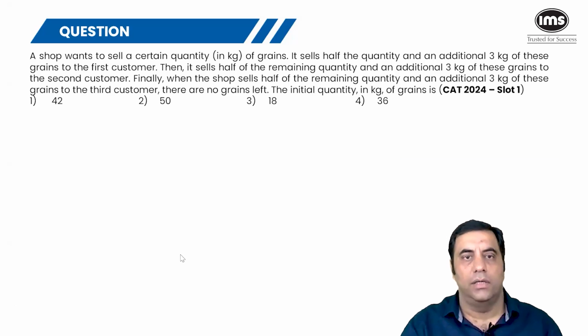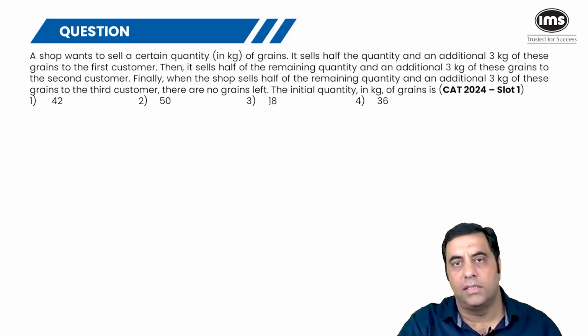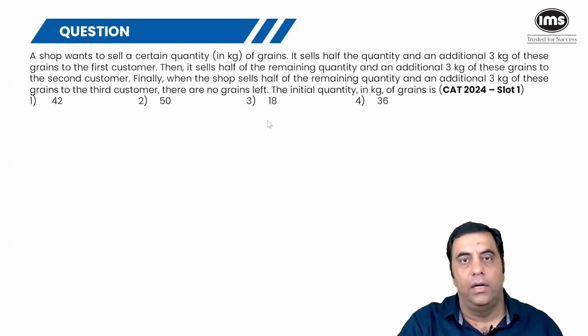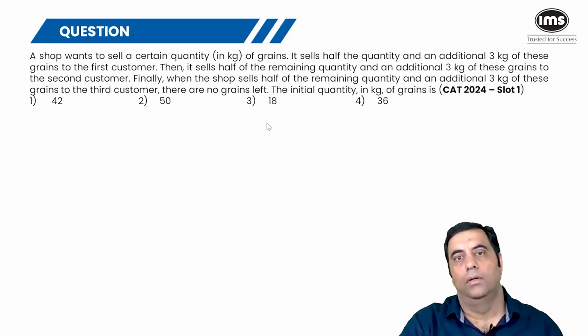Let's read the question. It says, a shop wants to sell a certain quantity in kg of grains. It sells half the quantity and an additional 3 kg of these grains to the first customer, then sells half the remaining quantity and an additional 3 kg of these grains to the second customer. Finally, when the shop sells half the remaining quantity and the additional 3 kg to the third customer, there are no grains left. The initial quantity of the grain in kg is?